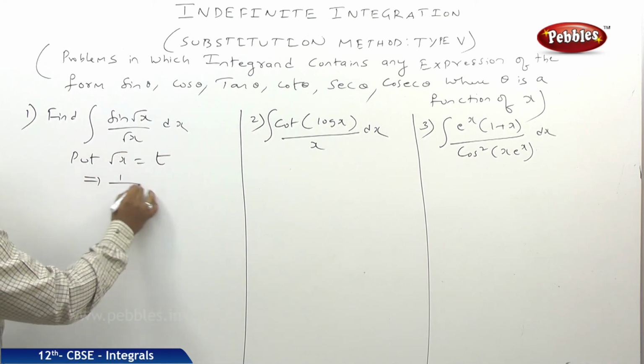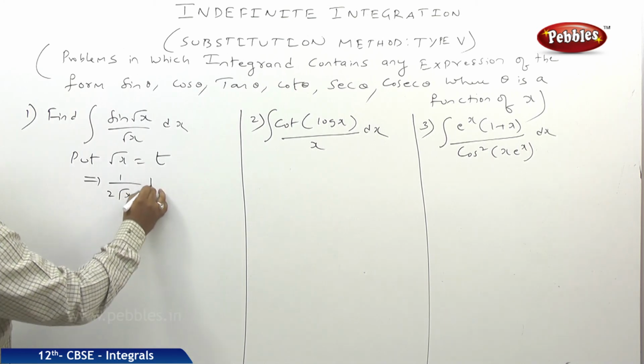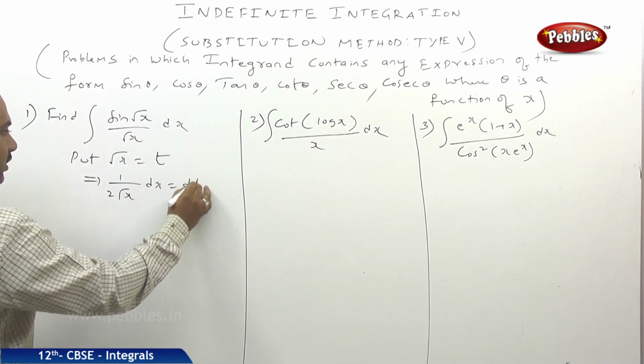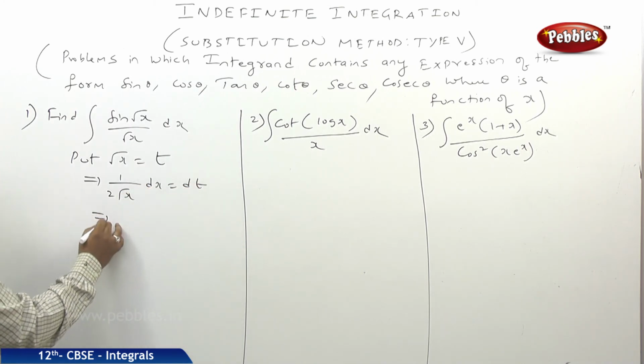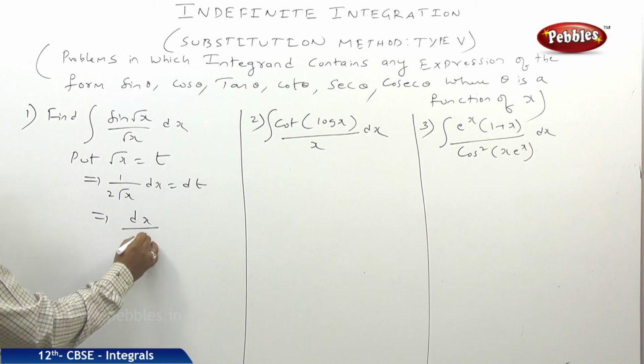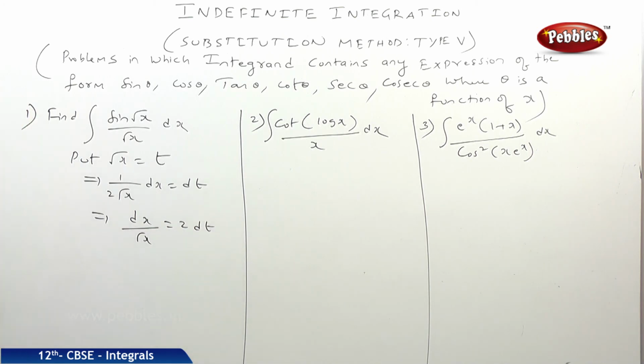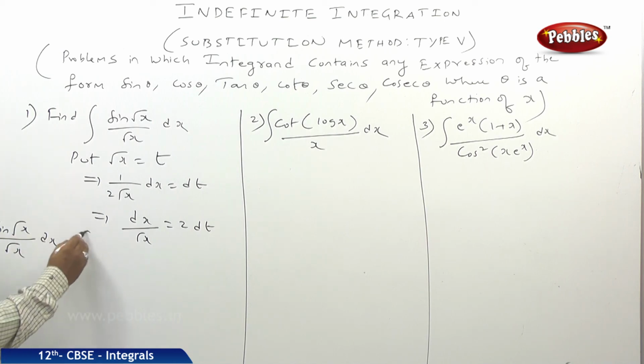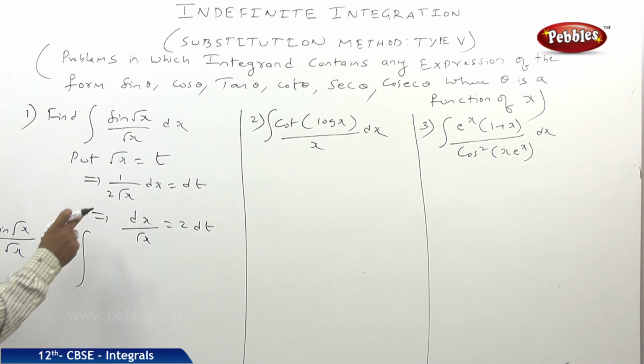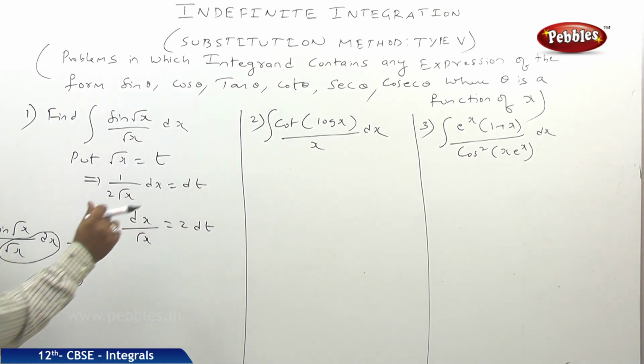Root x is equal to t means what happens? 1 by 2 root x dx is nothing but dt. So finally, dx by root x becomes 2 dt. Therefore, our problem will turn down to this: integral of sin of root x by root x dx. I call root x as t, and this dx by root x becomes 2 dt.